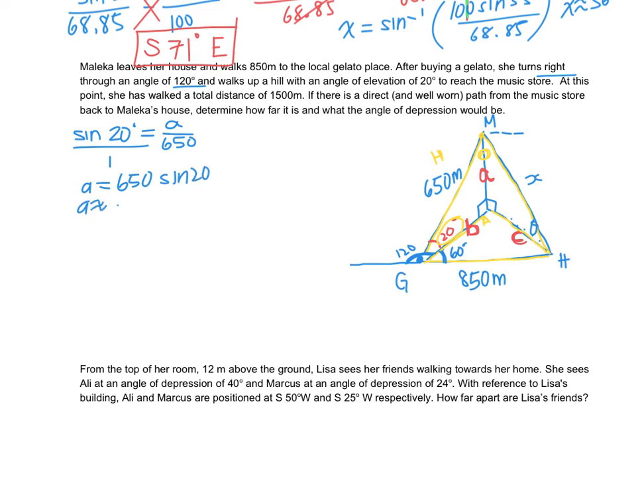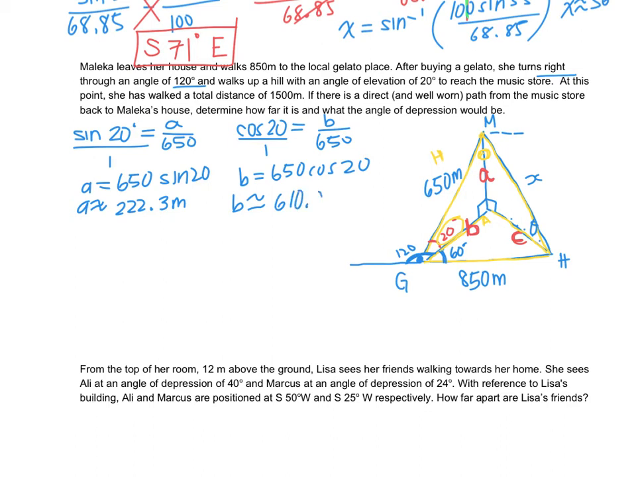And that will give us approximately 222.3 meters. For B, I'm still going to use the hypotenuse because that I know for sure is correct. So now I'm looking for adjacent, and I have hypotenuse, so I'll use cos now. Cos 20 equals B, adjacent, over hypotenuse 650. Once again, cross multiply. Only difference, we're now using cos instead of sine. Go to our calculator once more, and we get 610.8 meters.